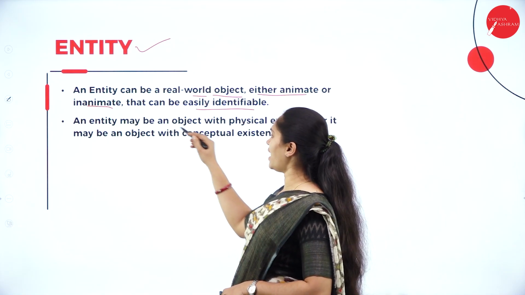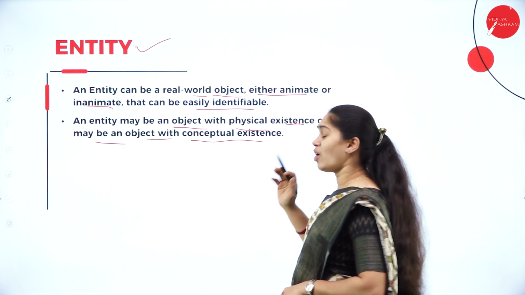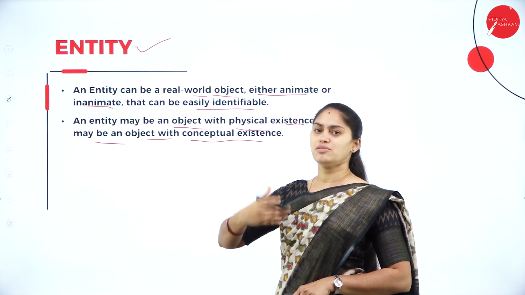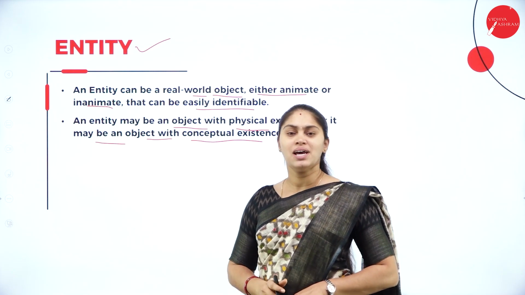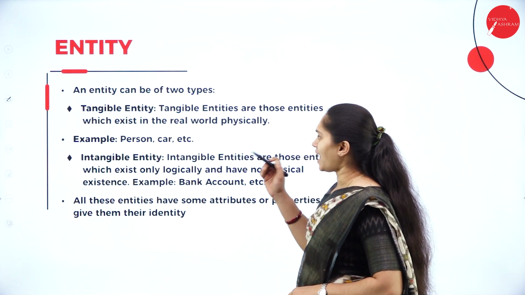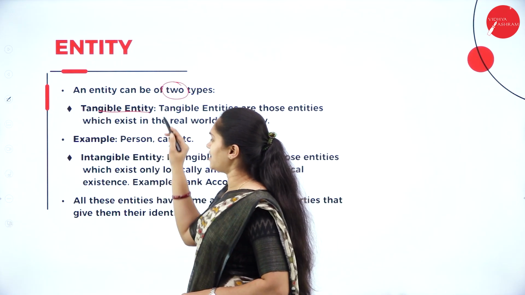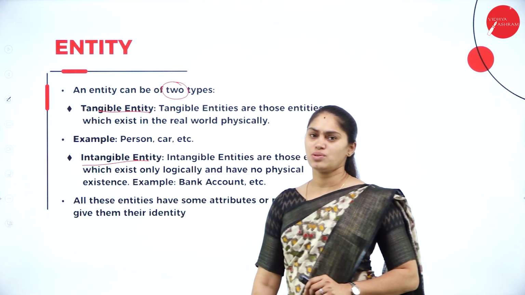An entity may be an object with physical existence, or it may be an object with conceptual existence. So it can be present physically, virtually or logically in the database. We'll see what categories we have in an entity. It is of two types: one is tangible entity and the other is intangible entity.